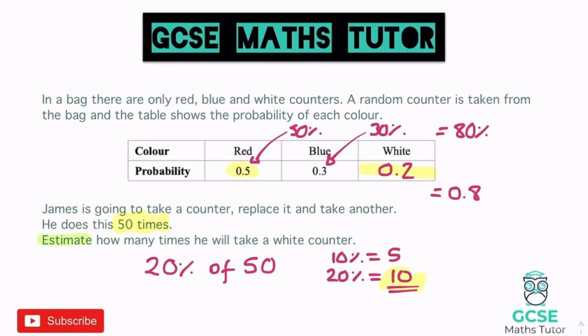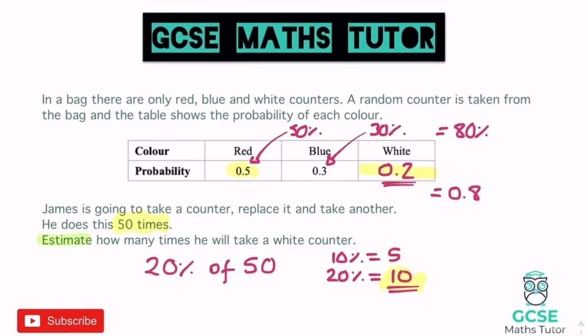And then you just need to have a look at the second part of the question, have a think about what percentage of what it's actually asking. So in this circumstance here, it said 50 times, and for the amount of white counters, we identified that the white counters was 20% or 0.2, and therefore we could get 20% of 50 there.